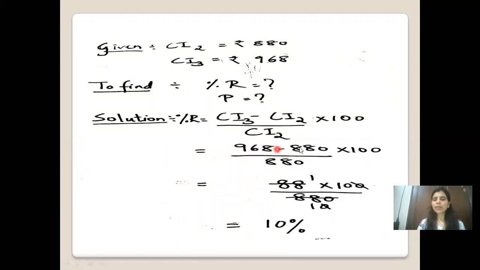So 968 minus 880, you will be getting 88. Okay, when you subtract, into 100 upon 880, 0 gets cancelled, and then 88 ones are 88, tens are, and then 0 gets cancelled. So that is how you get 10% per annum. Now once you find the rate, you have to find the principal amount.